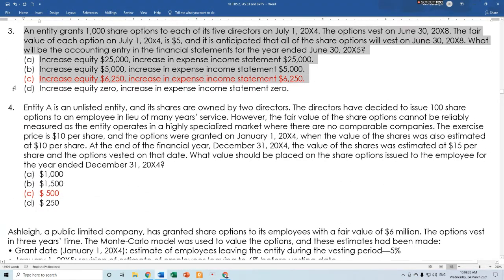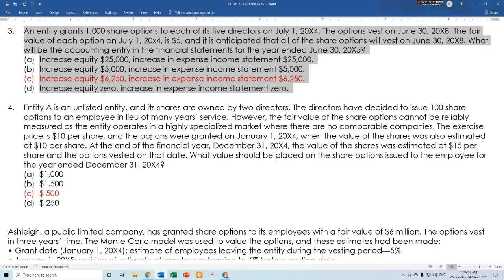Number 3. An entity grants 1,000 share options to each of its 5 directors on July 1, 20x4. The options vest on June 30, 20x8, so that's basically 4 years. The fair value of each option on July 1, 20x4 is $5. And it is anticipated that all of the share options will vest on June 30, 20X8. What will be the accounting entry in the financial statement for the year ended June 30, 20X5?